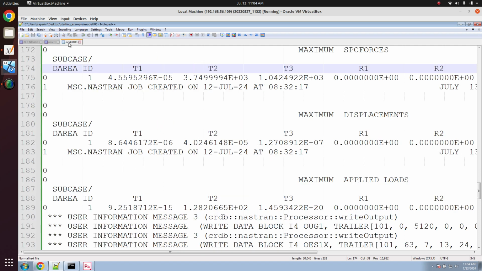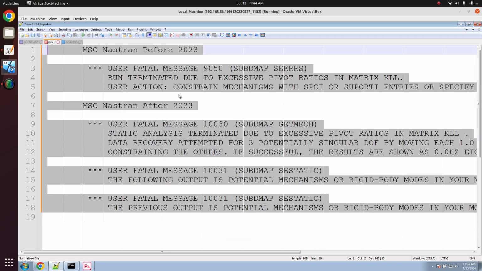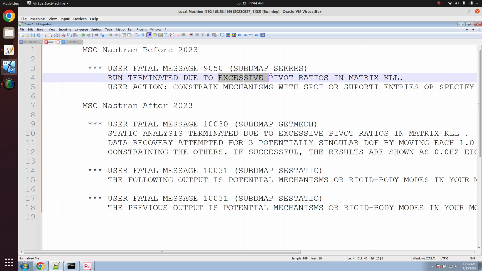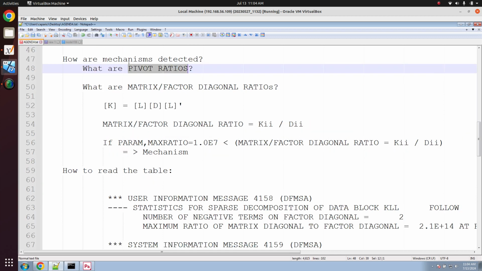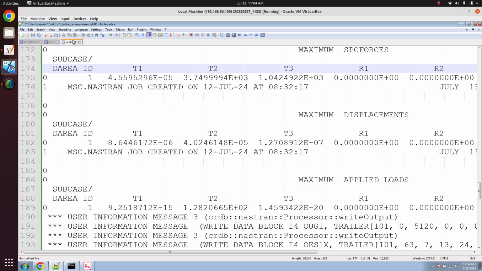If you look at the error message, part of the error message says excessive pivot ratios in matrix KLL. What is a pivot ratio? You see this term a lot, but it's never really defined. So I want to take a few moments to define what a pivot ratio is. There's also another term that's often mentioned.